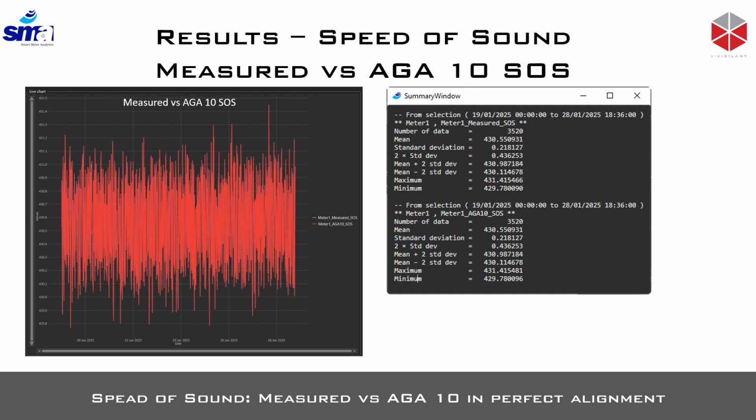As this is simulation data, we make sure that this is the ideal situation. So the measure SOS, we basically enter that manually, which is the same as the AGA-10 SOS. Therefore, we got a perfect alignment between the two as the initial basis for our test.